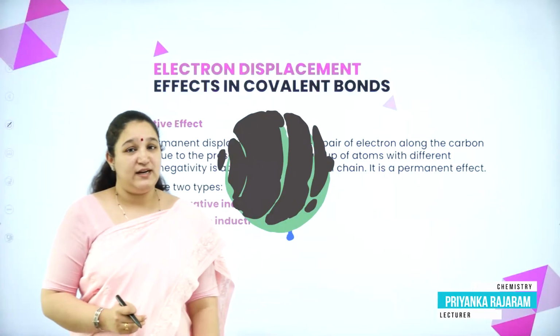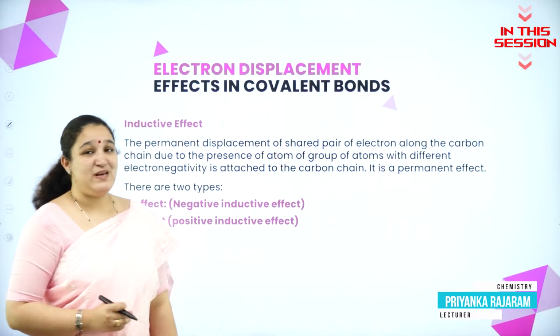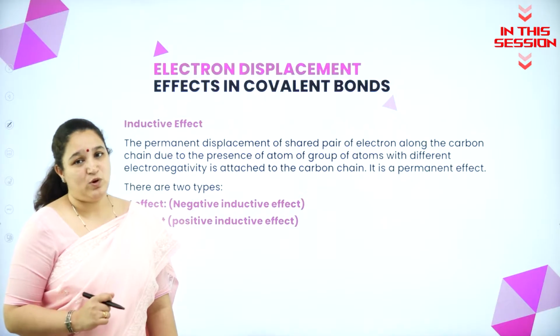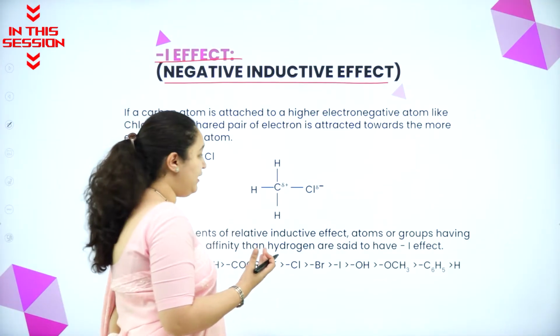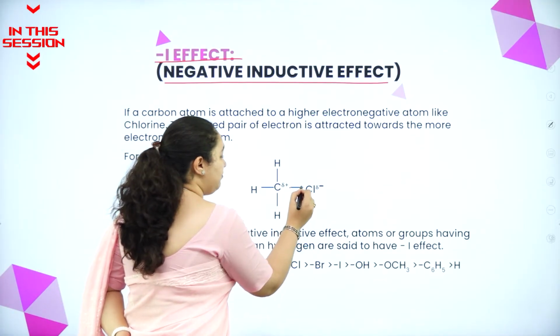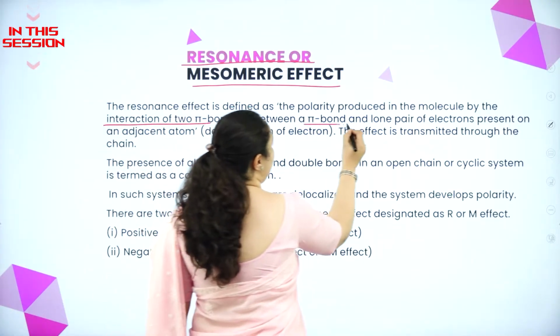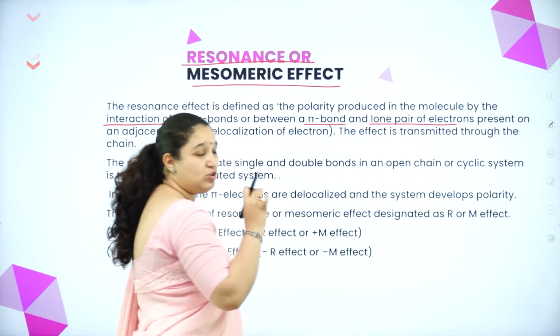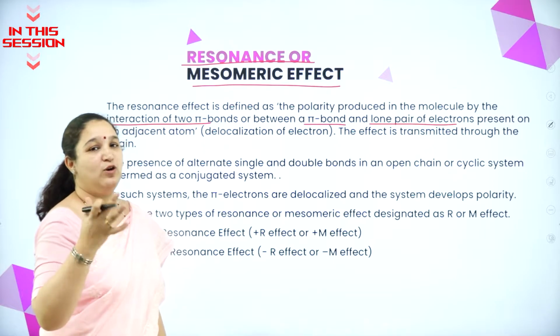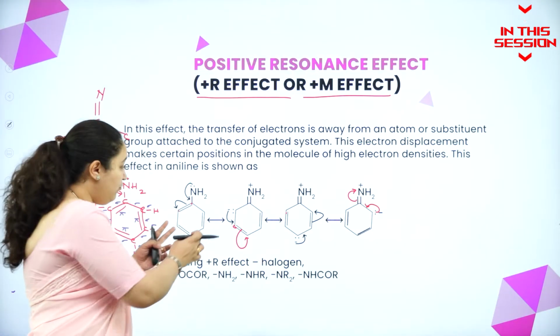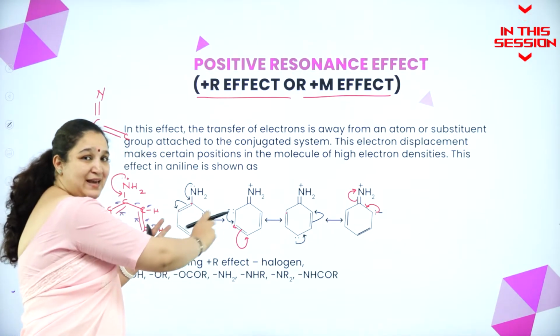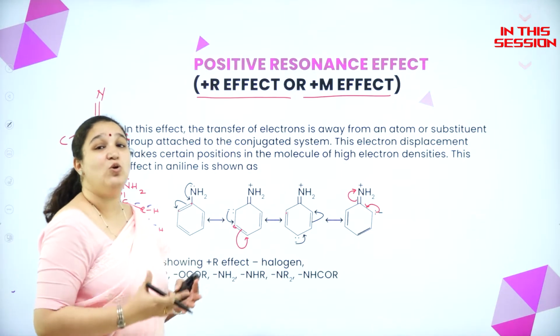Today we'll be studying about the electron displacement effects in covalent bond. Now chlorine is more electronegative, so this electron pair, the interaction between the pi bond and the electron pair present on one of the atoms. This movement of the pi electrons, we call it as delocalization.